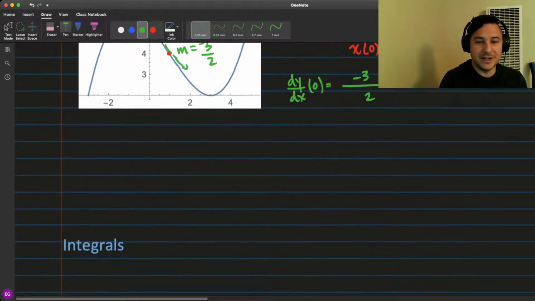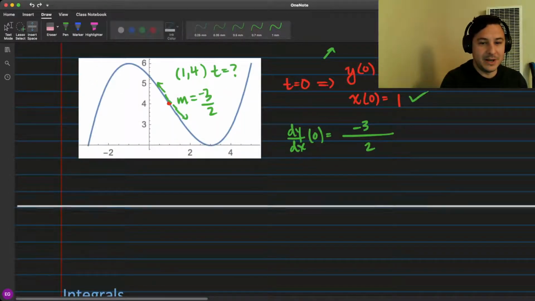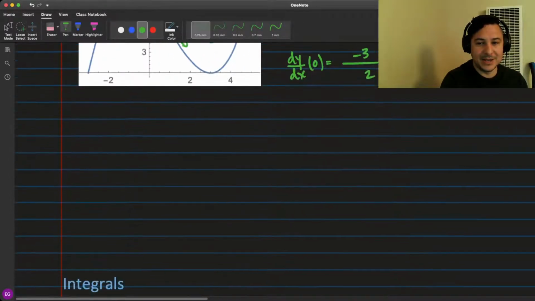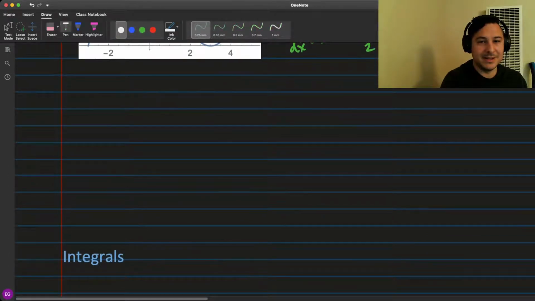first derivatives are used for finding slopes of tangent lines. We also want to know how to find the second derivative. So let's talk about that.